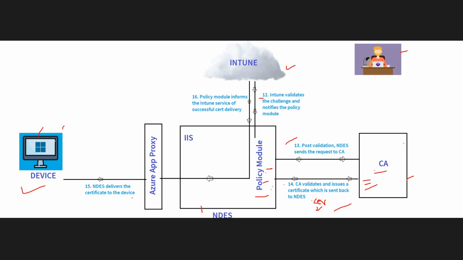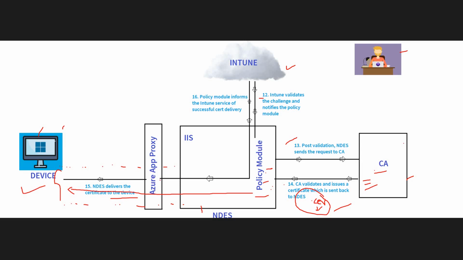In step 15, now what is going to happen? The NDES service is now going to deploy this certificate back to the device, as this certificate is now ready to be deployed. As I said earlier, the device actually starts a PKI operation session. So think of this tunnel as a PKI operation session.